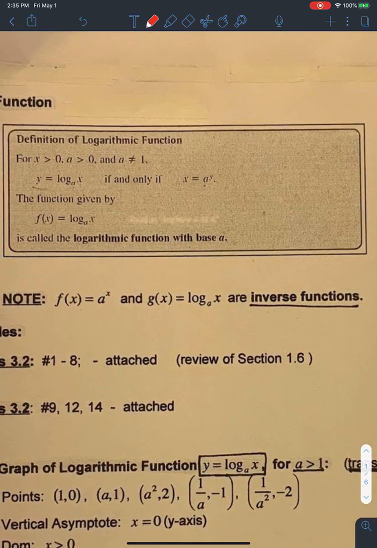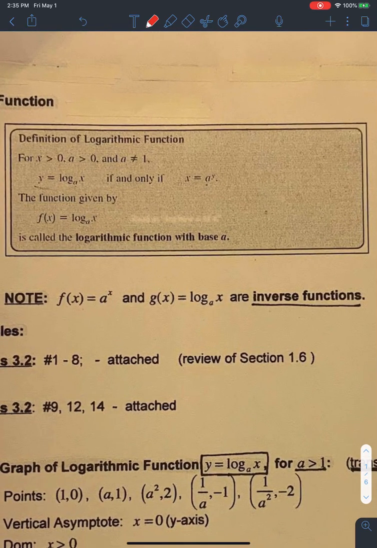Okay, so let's look at this gray box right here that kind of defines what a logarithmic function is for us. It says when we have an x that's a positive number, so for x greater than 0, and a base a that is greater than 0, a also cannot equal 1, we can say that y is equal to log base a of x. And that's true if and only if x is equal to a to the y power. Okay, this function up above here is called a logarithmic function with the base a.